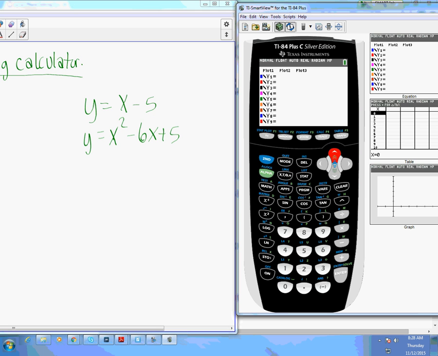Now we want to put in both equations. The first one is linear, so we're going to type in x minus 5. The x value's up here by the alpha button. X, make sure you use the actual subtraction button, minus 5. So we have to do the other one, arrow down, and type in x squared. X squared is diagonally up from the 7. X squared minus 6x plus 5.